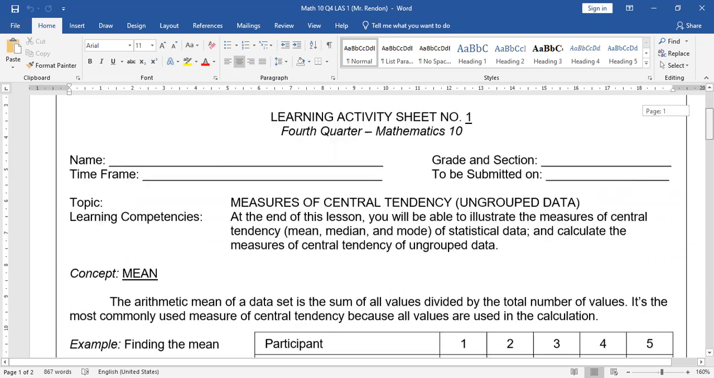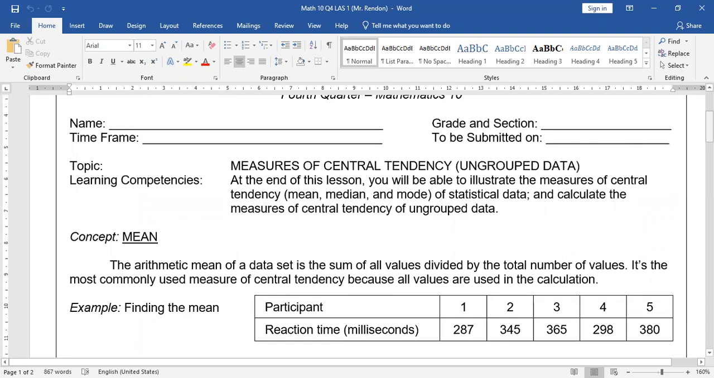Okay, first, there are two classifications of data. Now, when we say data, these are pieces of information that were gathered from surveys, from questionnaires. Now, this can be in the form of numbers, of words, or just letters. Data. I know you are familiar with the term data.